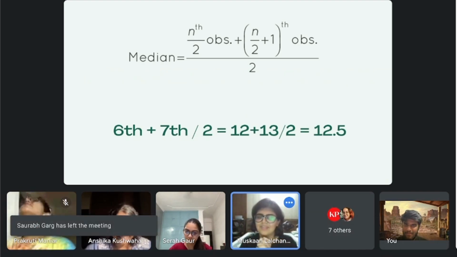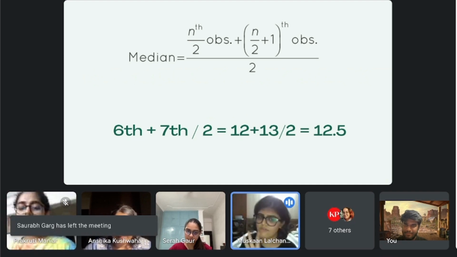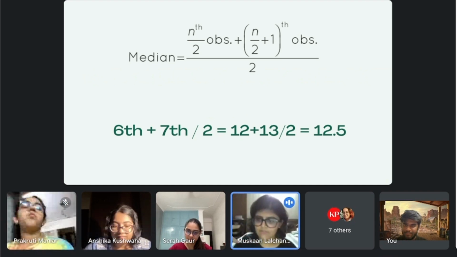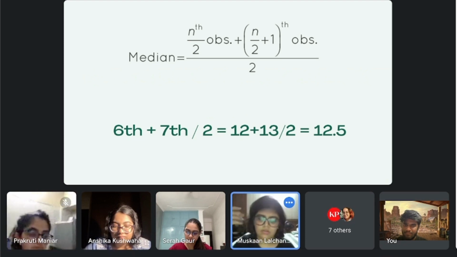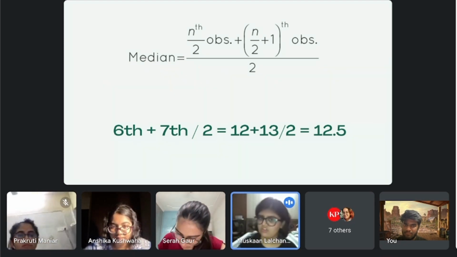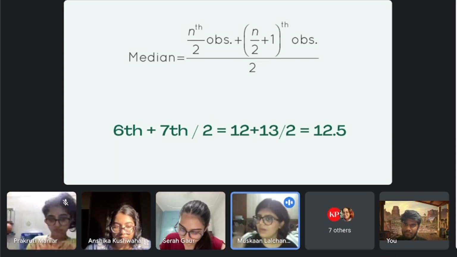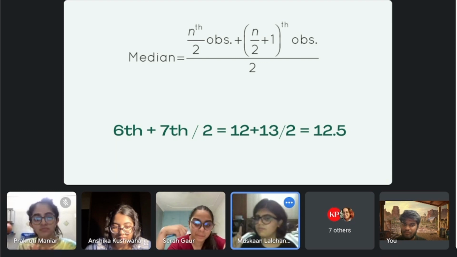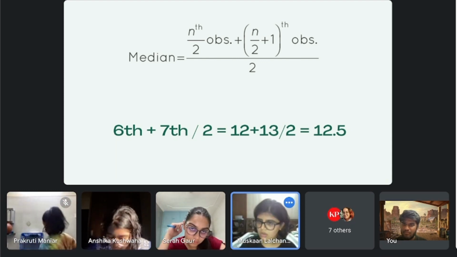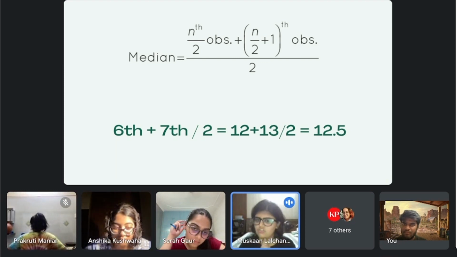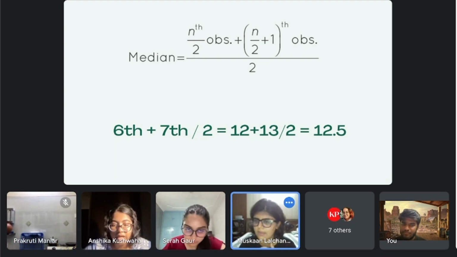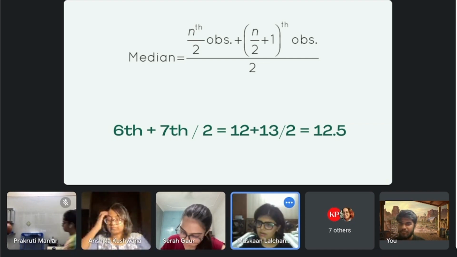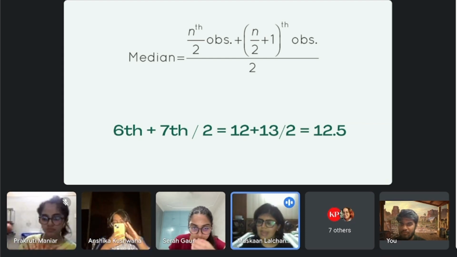So how do you find the median? This is the formula. n is 12, which means the total number of terms. So the n by 2th observation plus the n by 2 plus 1th observation, which is 12 by 2 is 6. So 6th observation plus 7th observation divided by 2. Your 6th and 7th observation should be 12 and 13. Is that correct? Yes, ma'am. Okay, so 12 plus 13 by 2 comes out to be 12.5. So that is our median.